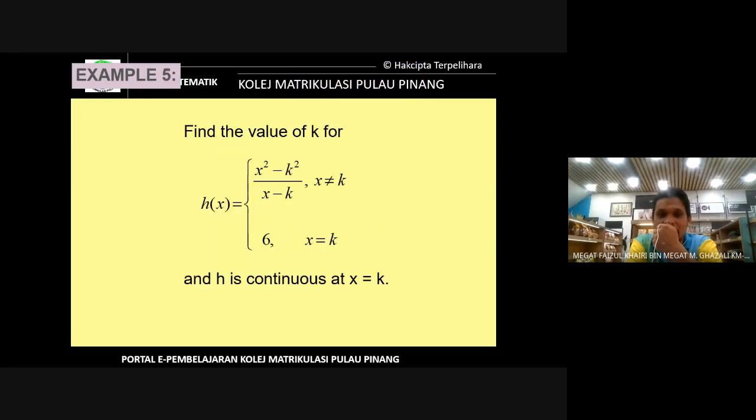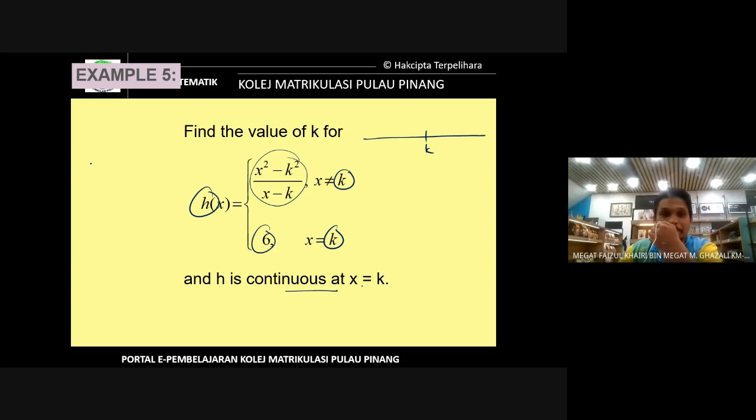Okay. Find the value of k for this, where h is continuous. This function h is continuous at x equal to k. So guys, girls, look at this. For this function, x squared minus k squared divided by x minus k for x not equal to k, and equal to 6 when x equal to k. And this is continuous. So class, meaning that this function and this value of y, dia bersambung. But we have no idea what the value of k is here.